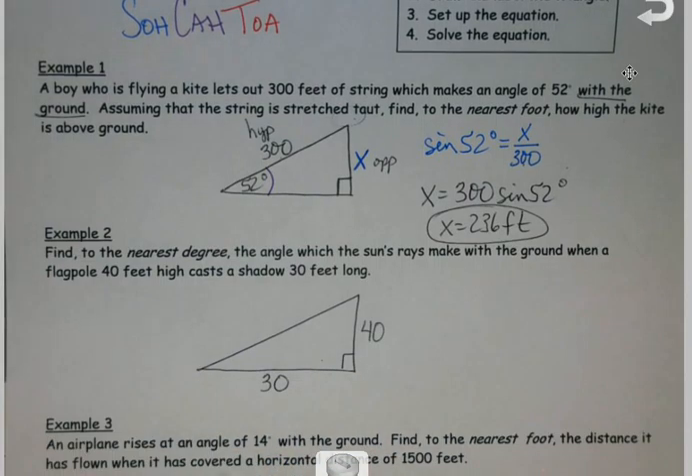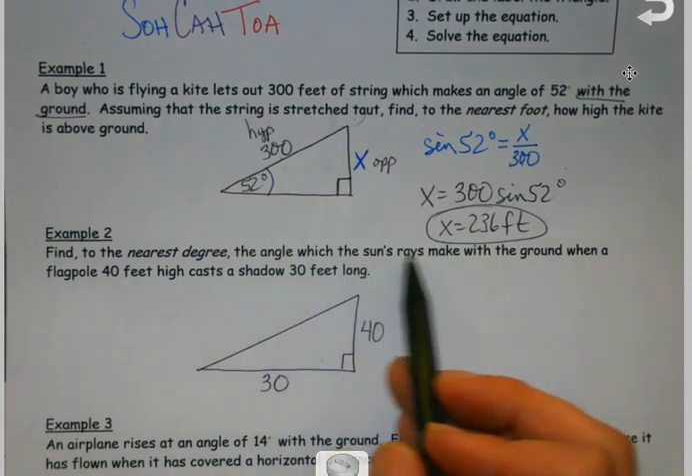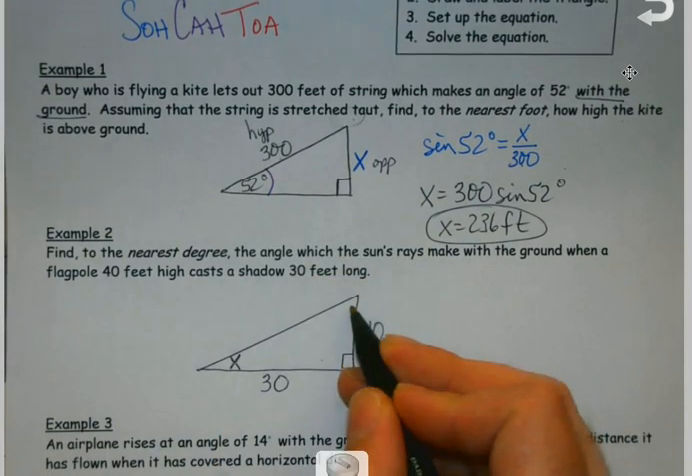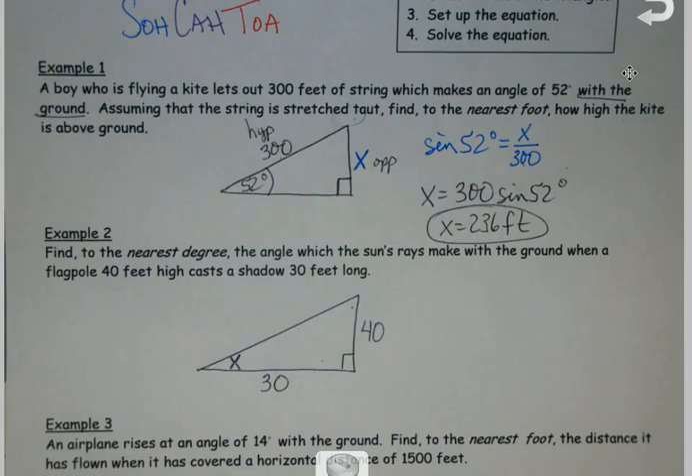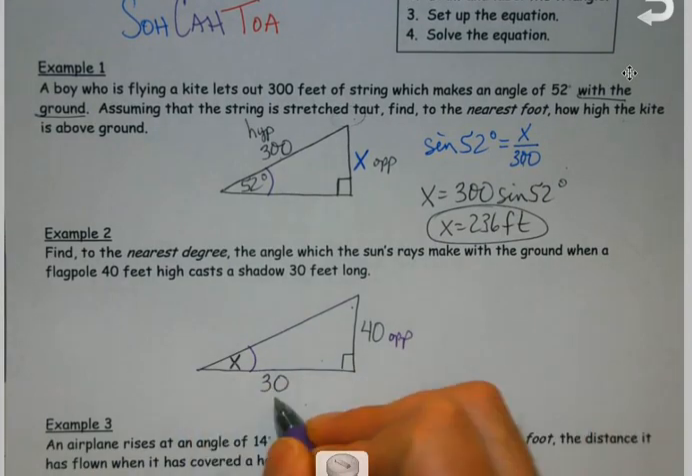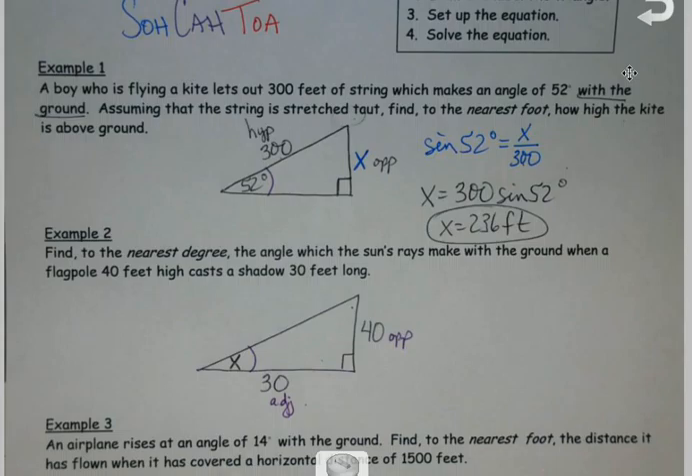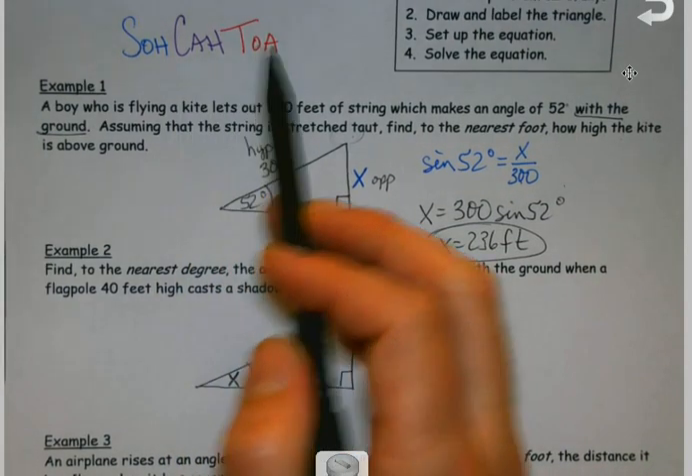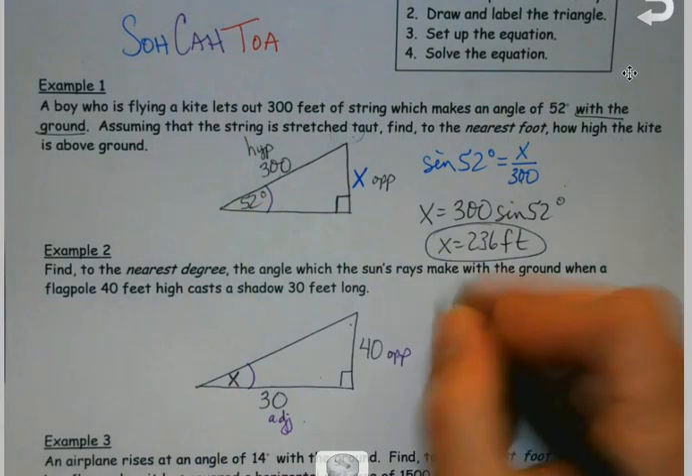So the 30 is going to go down here. And then find the nearest degree, the angle which the sun rays make with the ground. Okay? Not up where the sun's at, but down here at the ground. And that takes some getting used to, too. So you're like, okay, so what have I got here? I got the opposite, and I have the, oh boy, adjacent. Okay, so opposite and adjacent, I'm going to go with the one that starts with T, so tangent.